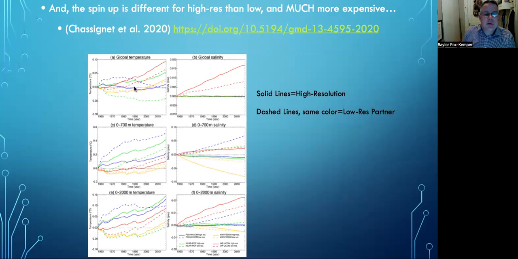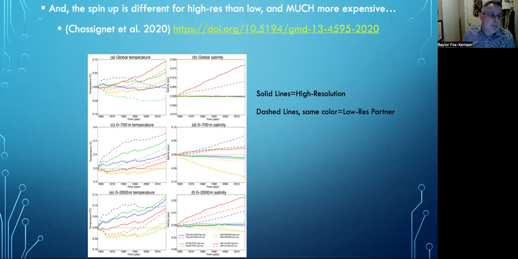Worse yet, if we jump to a comparison between high resolution models here in red and solid lines, and then in dashed lines, low resolution models with the colors matching for the same model family, you can see that the high res and the low res models don't really trend in the same direction when we're looking at all-depth temperature and all-depth salinity. They can differ quite substantially. That's true in the upper ocean, it's true in the mid-depth ocean, and it's true in the deep and abyssal ocean as well.